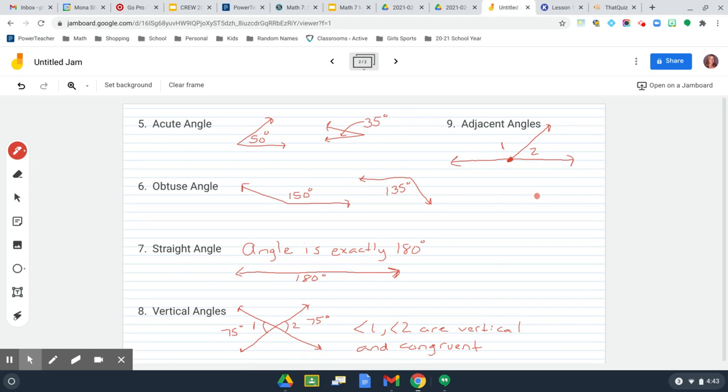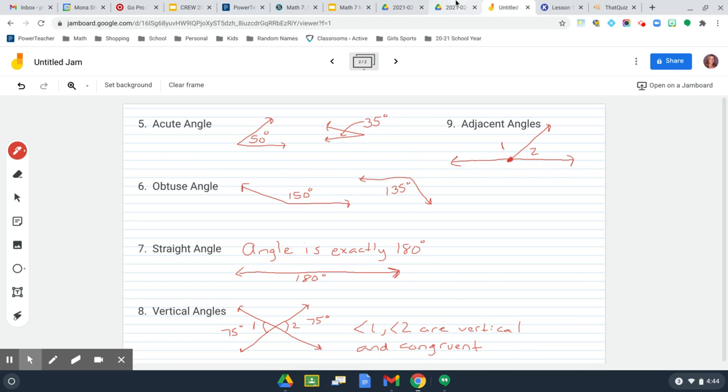So it has to be two angles that share a common vertex. Both of those angles share this vertex right here with the ray coming out. And they have to not overlap, so they are not on top of each other by any means. And they share a common side. So this ray coming out is the side that they share. These are adjacent angles. Angle 1 and angle 2 are adjacent. Okay, so that's where we're going to stop with the vocab for today.